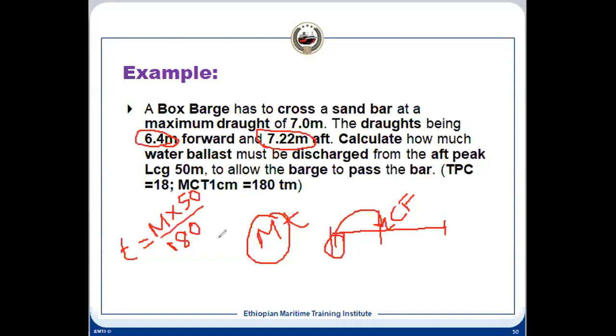Now let me ask you one question. For the box barge, what do you mean by box barge? The cross-sectional area is rectangular. For our LCF and LCG, will the LCF be at the midship or not? Because if it is a box barge, the water plane area is like this, so our LCF is the centroid of this area. It will always be midship.